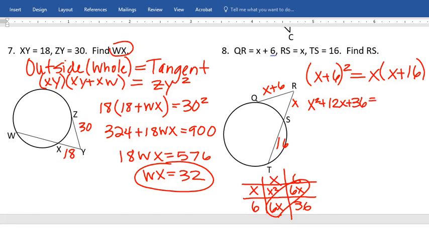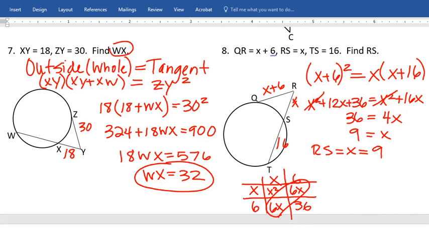A lot of y'all, when you did this, you got x squared plus 36. Remember, that's not what you get when you square a binomial. You get a trinomial. So over on the right, we get x times x, that's x squared, and then we multiply the x times the 16, so that's 16x. You should be able to see immediately that these x squareds are going to cancel each other out. Then we're going to subtract the 12x from the 16x. That gives us 4x equals 36. Then we're going to divide both sides by 4. So x equals 9. Now this time, that really is the answer because RS equals x, thus it equals 9. So there you go. I was nice on that one.